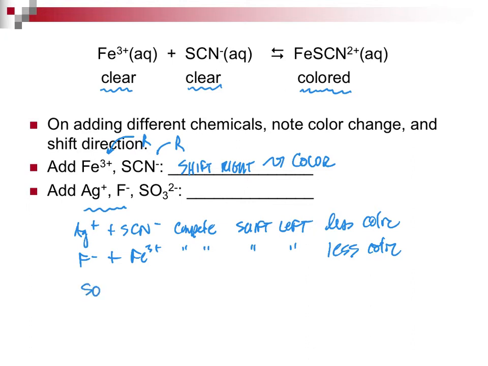What about the SO3 2-? Well, that's chemistry that's going to take place, and actually what's going to happen is a redox reaction. The SO3 2- is going to react with the Fe3+, and in the process, it is going to undergo a redox reaction to make Fe2+ and SO4 2-.